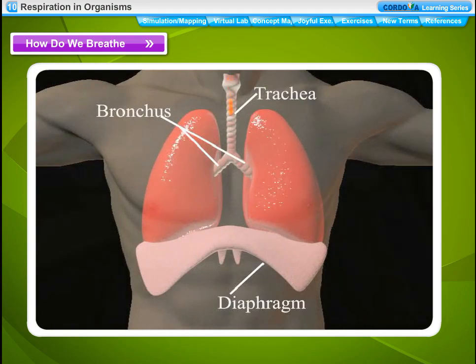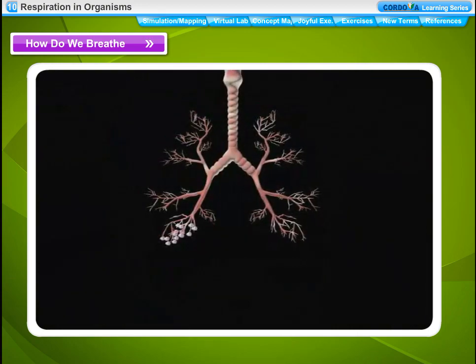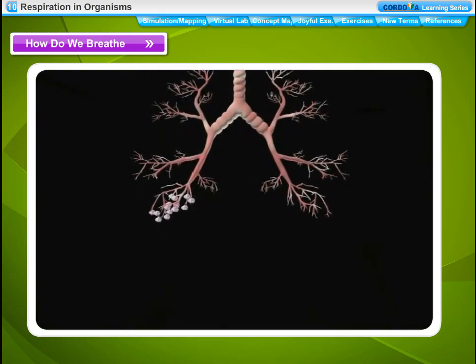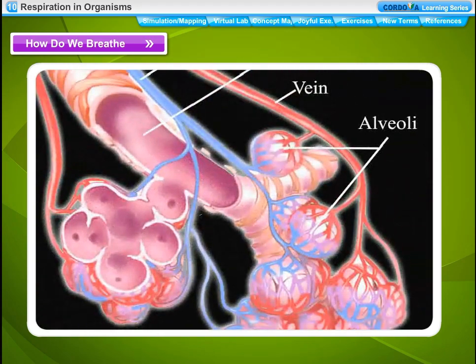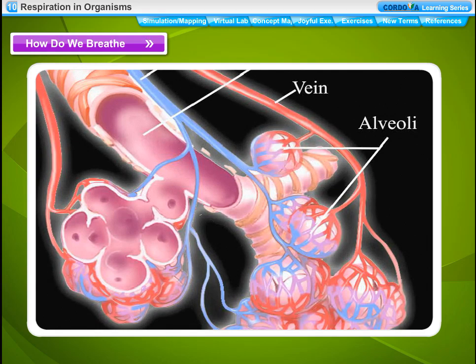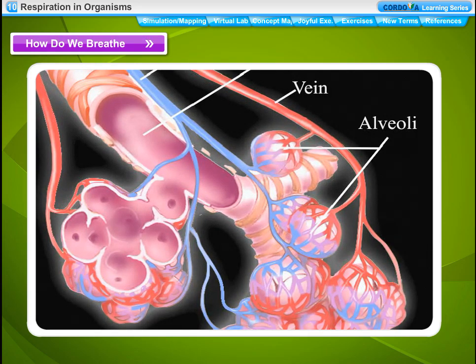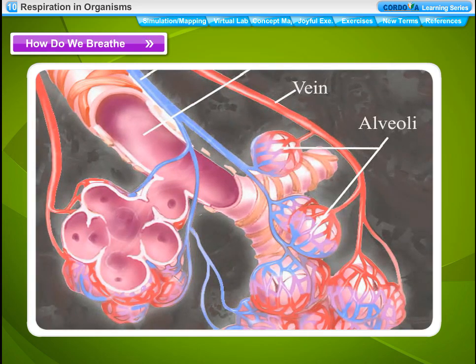The trachea branches out into 2 thinner tubes called bronchi, singular bronchus, which enter the lungs. After entering the lungs, each bronchus divides to form a large number of still smaller tubes called bronchioles. The bronchioles have tiny air sacs at their ends called alveoli, singular alveolus.